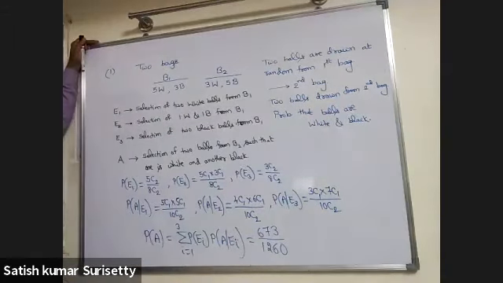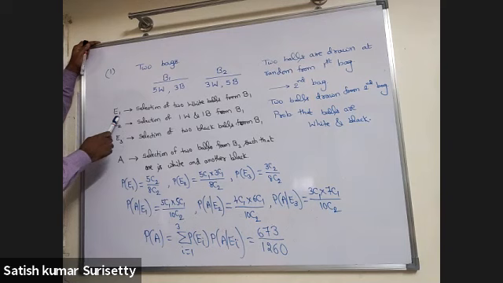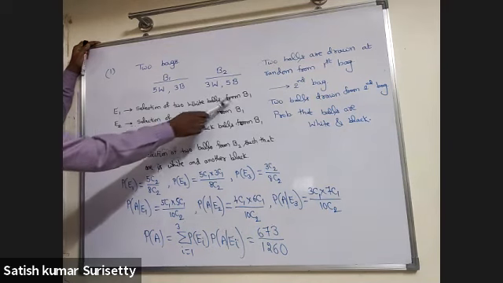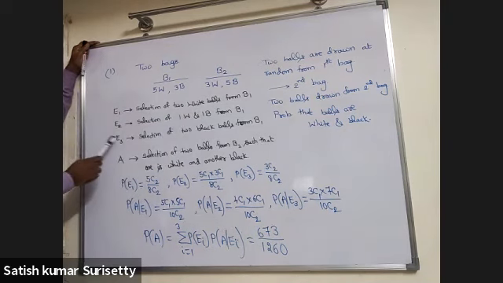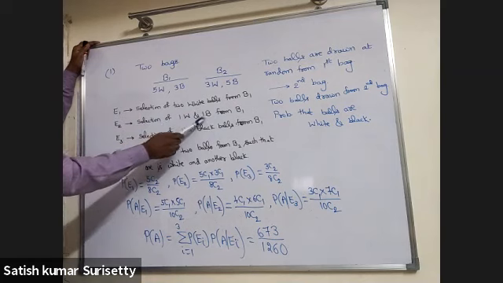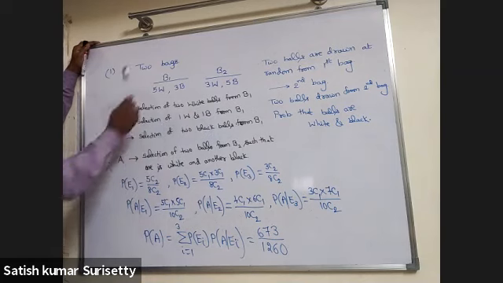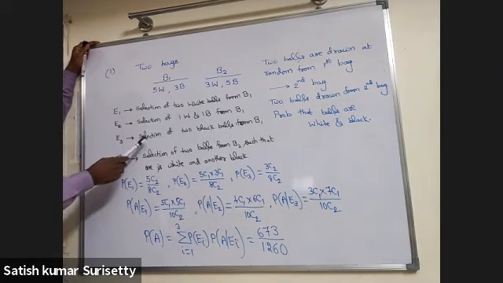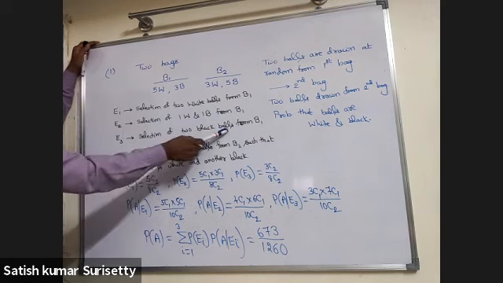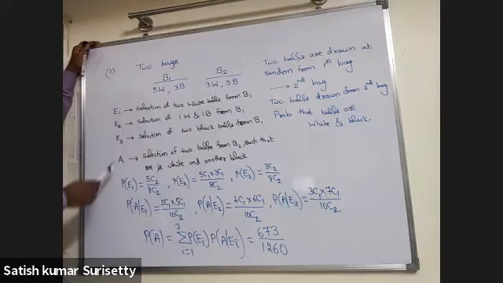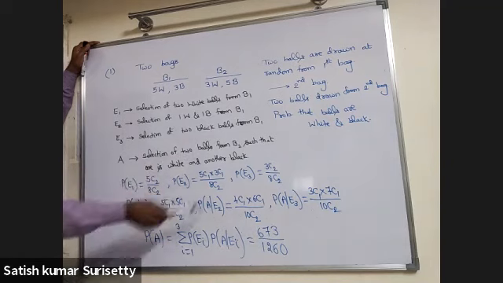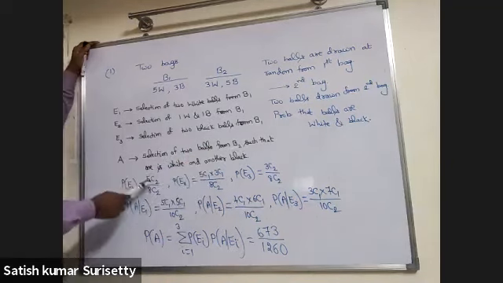That means here you will have 3 cases. That means you can have 3 events, E1, E2, E3. E1 can be defined as selection of 2 white balls from bag B1. E2 can be defined as selection of 1 white and 1 black ball from bag B1, and E3 is defined as selection of 2 black balls from bag 1. And the event A can be defined as selection of 2 balls from bag 2 such that one is white and another is black.